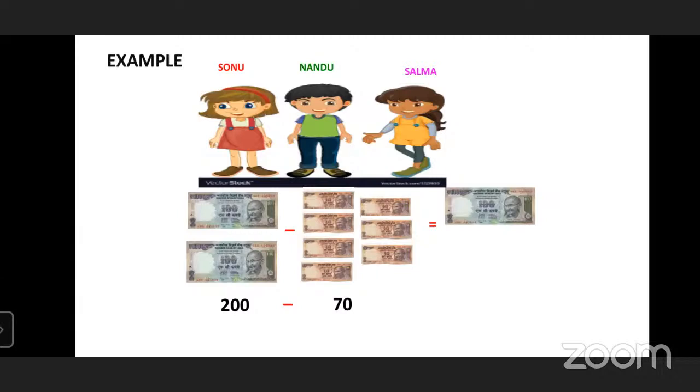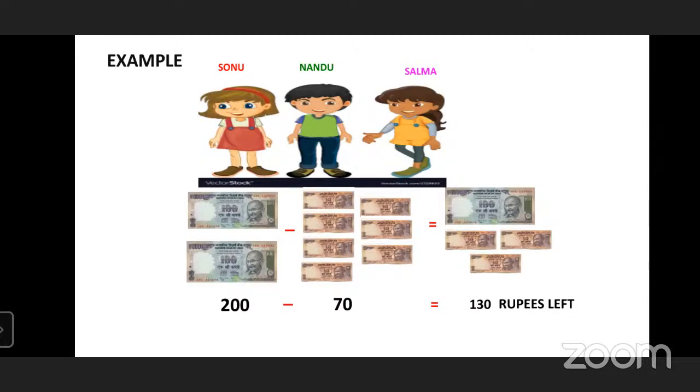So how much is left now? 3 notes of 10 rupees. See, 1, 2, and 3. It means if we see the total, 1 note of 100 and 3 notes of 10 rupees becomes 130 rupees. So now Sonu has 130 rupees left with her.